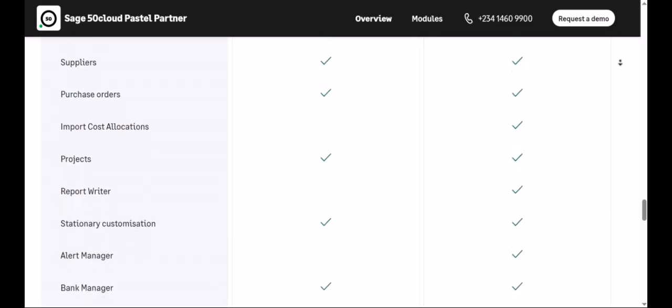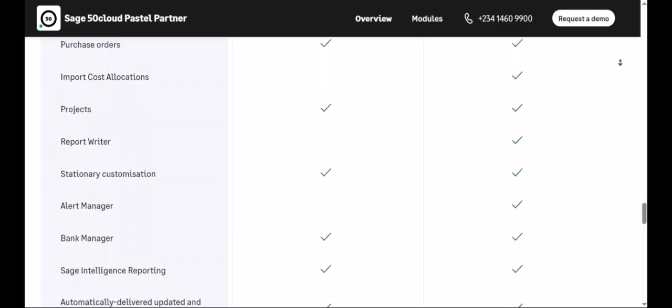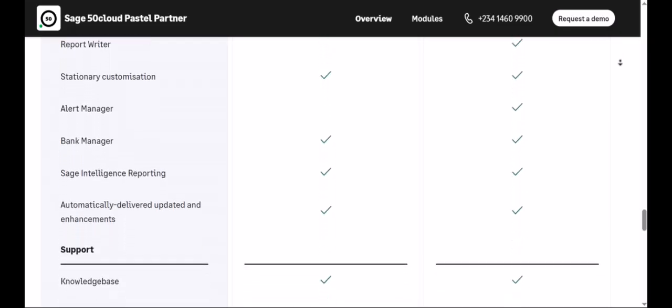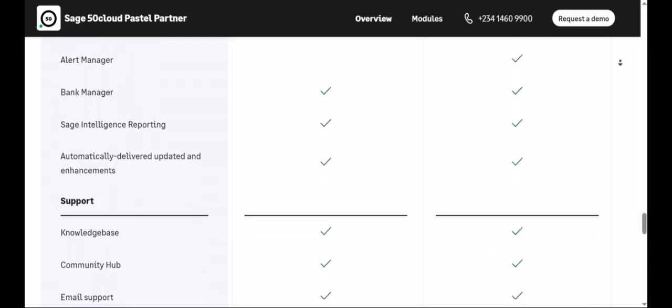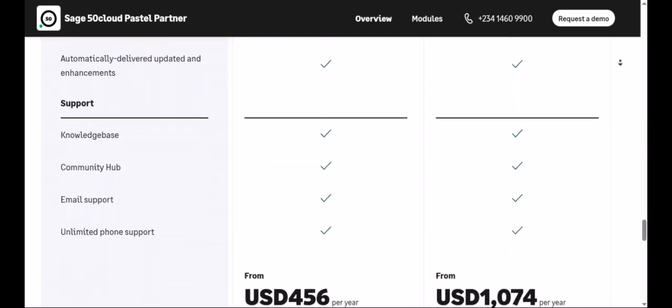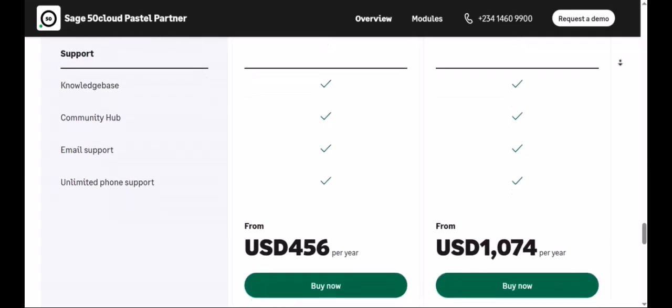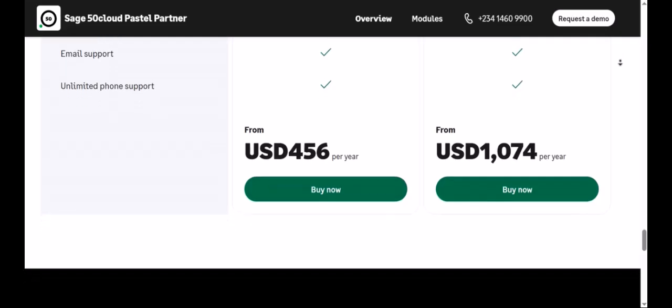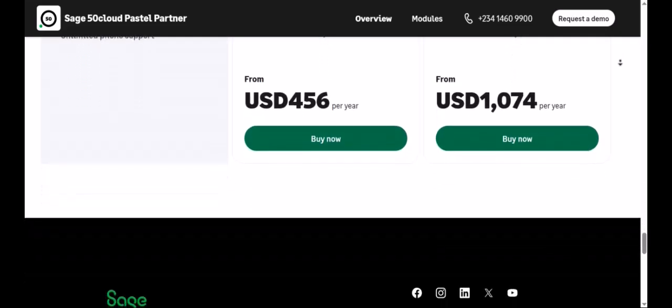financial health. The most prominent financial reports you'll encounter in Sage Intacct include the balance sheet, often referred to as the statement of financial position. The balance sheet provides a snapshot of a company's assets, liabilities, and equity at a specific point in time. It adheres to the fundamental accounting equation: assets equals liabilities plus equity.